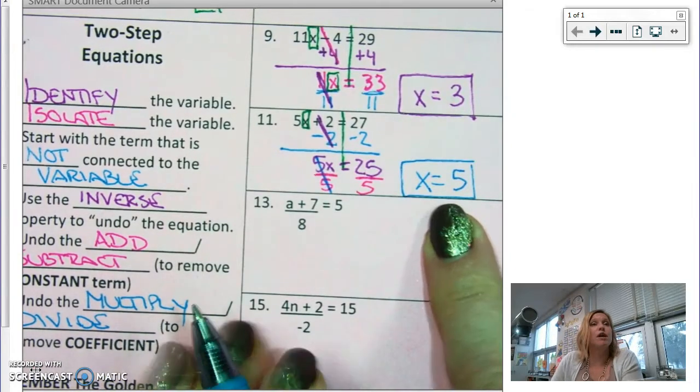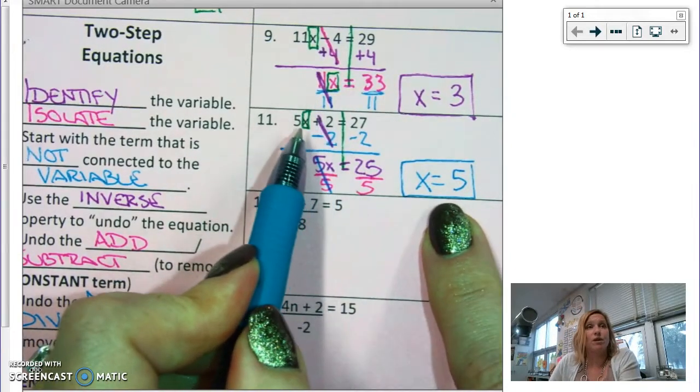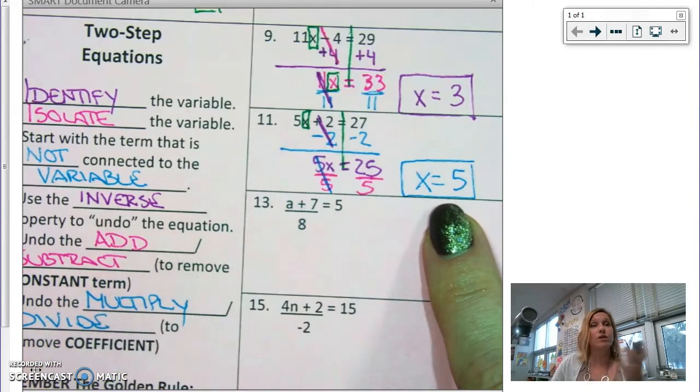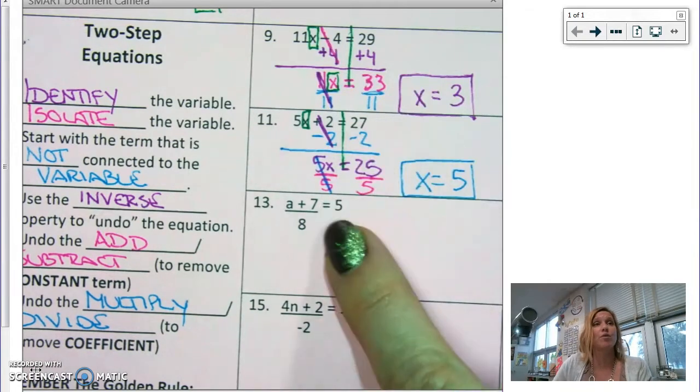Now remember, you can always plug this back in. 5 times 5 is 25. 25 plus 2 is 27. 27 does equal 27. We got the right answer. Really easy to check. You can just walk through the process, and if it makes sense, then you know you didn't make any adding, subtracting, multiplying, or dividing errors throughout the process.